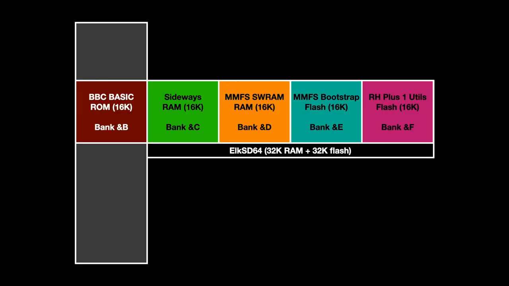Going back to the sideways area on bank D where the MMFS code was copied to, the MMFS code actually uses less than 13.5K, leaving a little bit of spare RAM at the top. This space can be used to store the data that would have been held in main RAM area for MMFS. The numbers don't quite add up here, and there are 256 bytes left unaccounted for, so I'm going to ignore that.